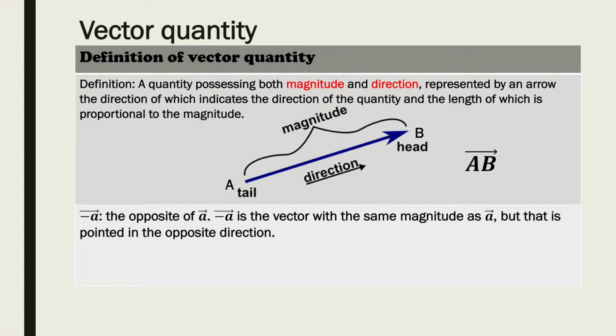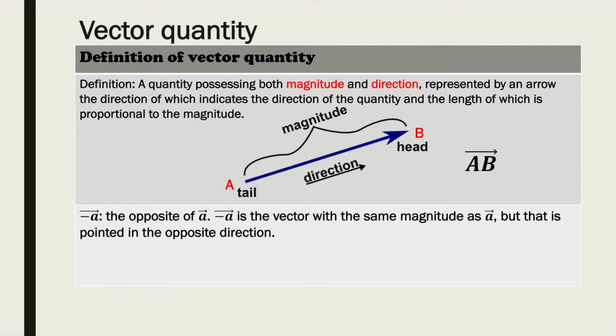So, now let's talk about the vector quantity. Firstly, what is vector? As the picture of vector AB shows below, a quantity possessing both magnitude and direction. Point A is called the tail of vector AB, and point B is called the head of vector AB.